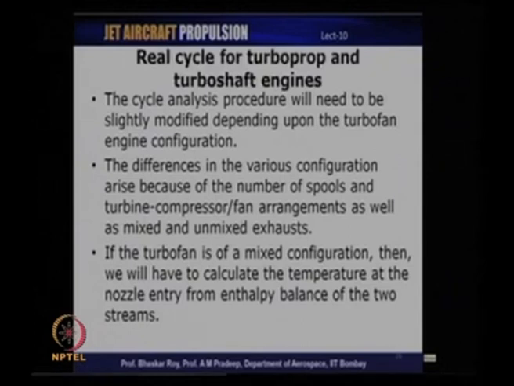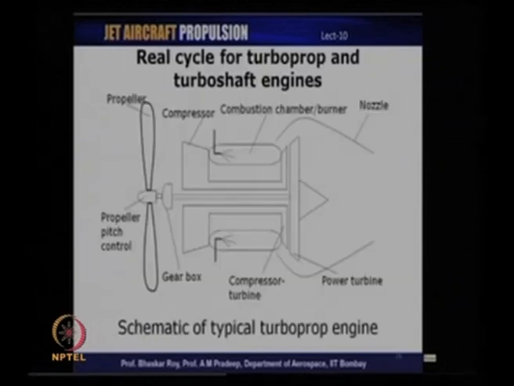We will not go into details of those configurations. Let us now quickly go to the discussion of cycle analysis for turboprop and turboshaft. We have already seen this schematic of a turboprop. It usually consists of a propeller with a gearbox attached to what is known as a power turbine, which basically drives the propeller. Then we have a compressor, combustion chamber, and the compressor turbine, which drives the compressor. In many of the turboprops, in addition to the propeller thrust, we may also have thrust developed by the nozzle because of expansion through the nozzle.